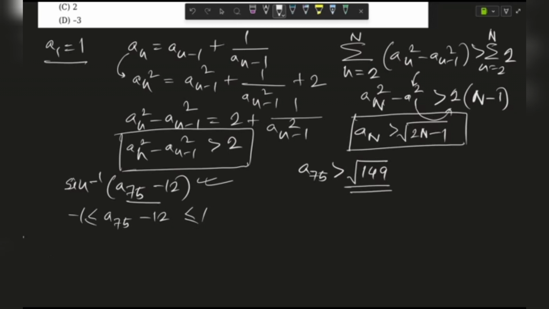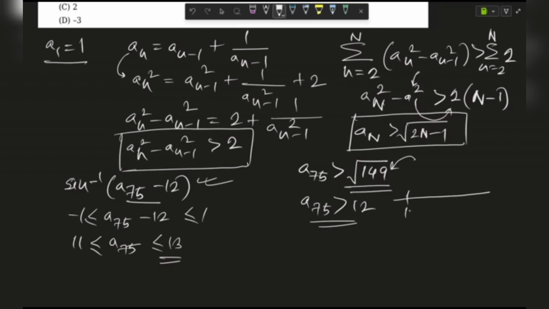So here it is. Now if we add 12 to both sides, this will become 11 less than equals to a75 less than equals to 13. And we also have a75 which is greater than root 149. I will try to find the approximate value of root 149, just a minute. So basically what we can do is 144 and 169 are two perfect squares, right? And 149 lies in between them. So this value will lie somewhere in between 12 to 13. It's 12 point something. So a75 is greater than 12.